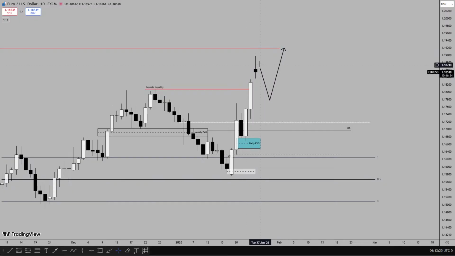Now, my first draw on liquidity would be Monday's high, because if price were to close below and Tuesday were to retrace to the fair value gap, then my first draw on liquidity will be Monday's high. And if there will be any continuation in price, then I want to see price go for the buy side liquidity.